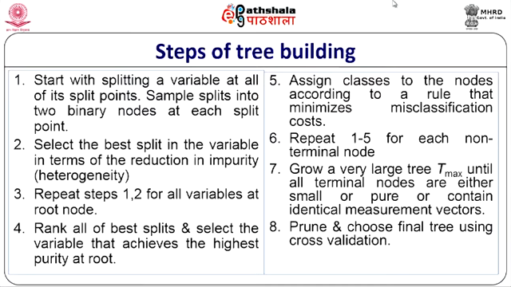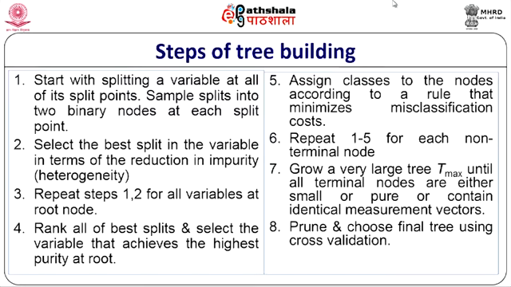So, you repeat the steps 1 and 2 for all the variables. Now, I have done it for one variable. Suppose I have 19 variables, each of the 19 variables will have different split points, and I will repeat the steps 1 and 2 for each of the variables. Now, what do you do? You rank all the best splits. For one variable you will have the best split, and with 19 variables, you will have 19 best splits, that is the best split for each variable. Of these 19, choose the one which has the best split. So, you rank all the best splits and select the variable that achieves the highest purity at the root. Whichever gives you the highest purity, that you select.